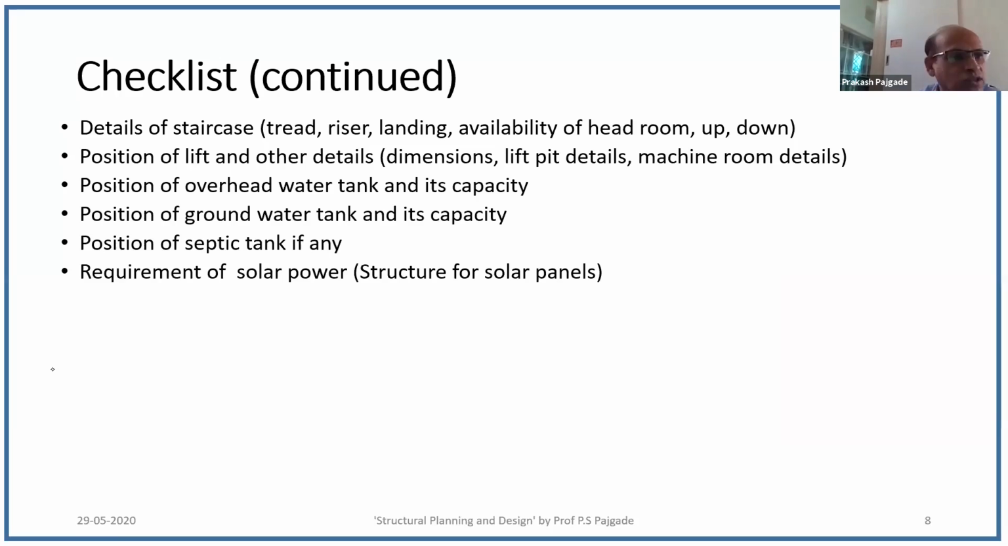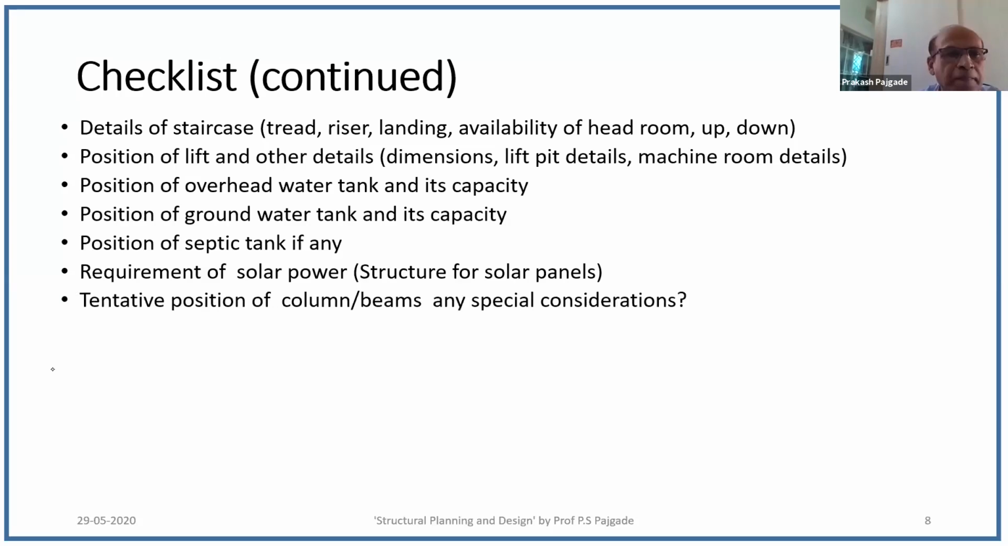Nowadays, solar power is popular. So if the owner wants to construct solar power, then we must take into account the load of the structure for solar power. Then generally the architect will give us the tentative positions of columns and beams from the functional point of view. So that must be seen, so that repetition of design will not be there.